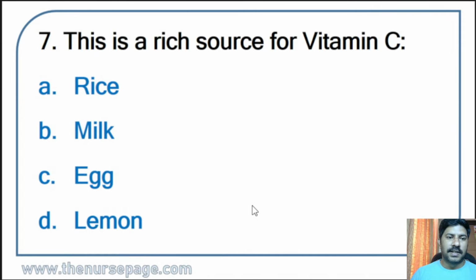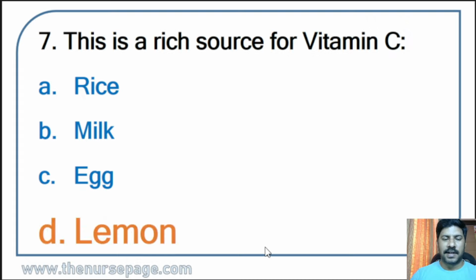Seventh question: which is a rich source of vitamin C? Rice, milk, egg, or lemon. The correct answer is lemon. Usually fruits are known to be rich in vitamin C. So in this, lemon is the correct answer.